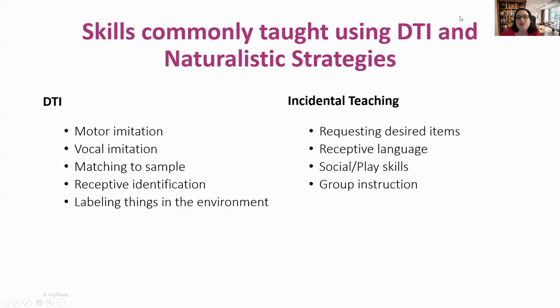And now, some skills that are commonly taught using DTI and naturalistic settings. For DTI, you could teach motor imitation, like teaching a child to jump, or to try to imitate sounds or words, matching to a sample, like matching a picture to a picture, identifying objects, or labeling things. With incidental teaching, you can teach requesting for something, receptive language, so understanding directions more, social and play skills, and group instruction.